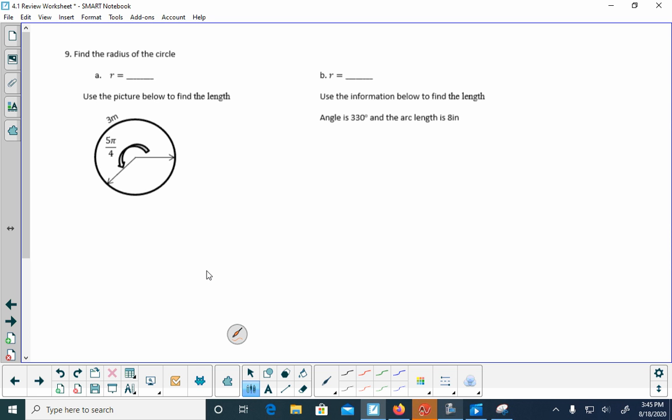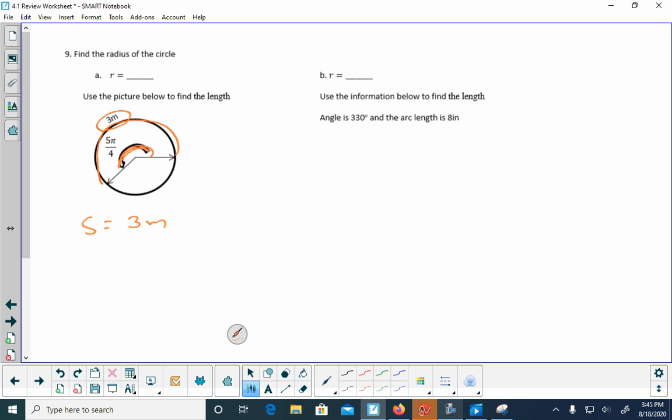We're working on number 9. It wants me to find the radius, and it gives me the picture. Explaining the picture to you a little bit, the arc length is the distance on the outside of that circle. So from here to here would be the arc length, so that's going to be 3 meters. So S in this case is going to equal 3 meters.